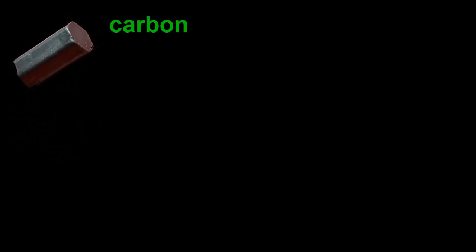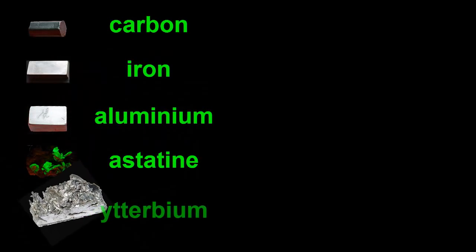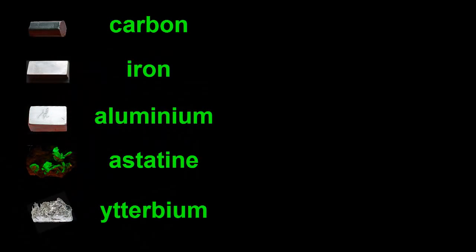You probably have already heard of some of them, like carbon, iron, and aluminium, or aluminum if you're American. But maybe not astatine or ytterbium. With so many elements, there's a lot of names to remember.